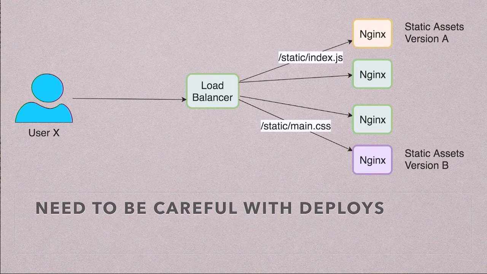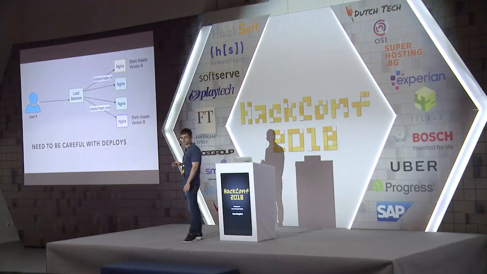So we deployed a new version. It's completely different. All the selectors are different. And now the index.js doesn't work with the main.css that we supply to the same user. So there can be a broken experience for the users. Does that make sense? Okay. So there's a way to solve this. It's not a super hard problem, but it's something that we need to take care of.